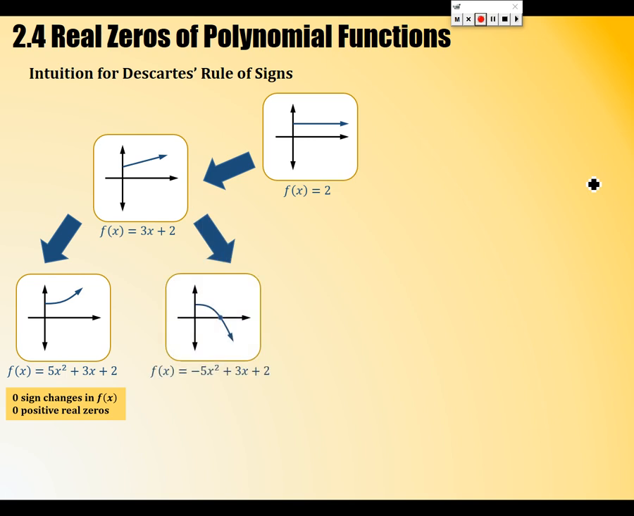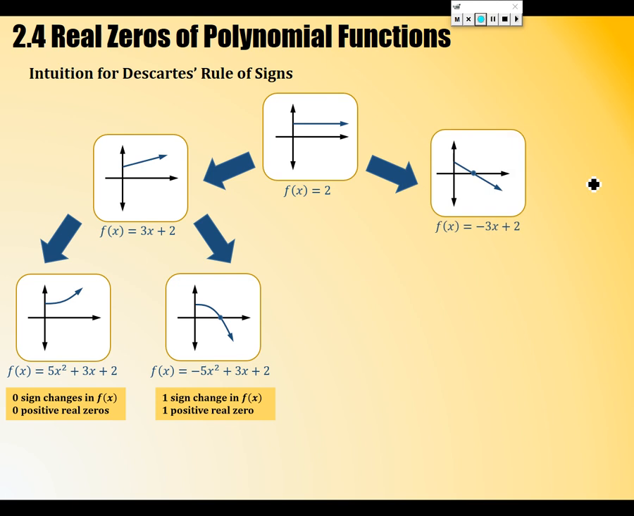Well, what if instead we had added a negative 5x squared here? Well, then we know that because of the end behavior, because of what we know about parabolas, this is going to go down, and there is going to be 1 real zero on the positive x-axis. And notice that there's 1 sign change as well, right? You can see that that's happening.